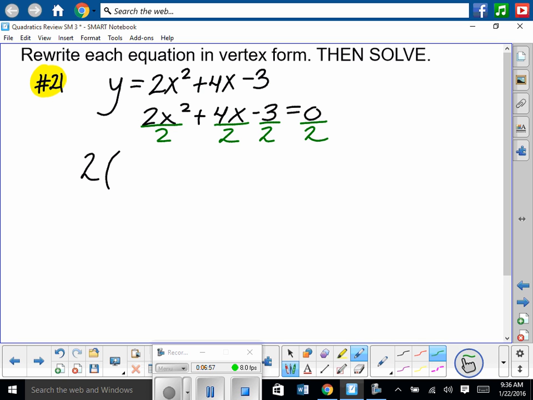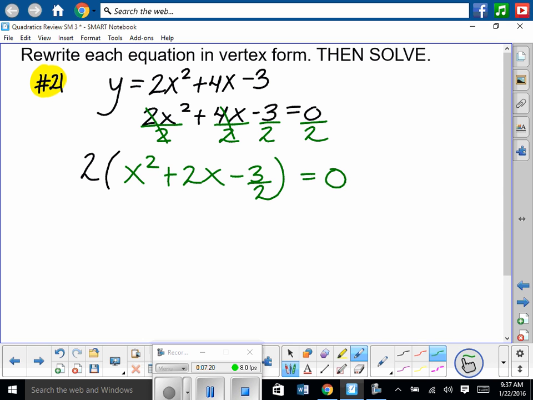So we're going to write what's left in our parentheses. 2x squared divided by 2 is x squared. Positive 4x divided by 2 is plus 2x, right, people? And then minus 3 halves. Okay, we'll leave it as negative 3 halves. And then it's equal to, what's 0 divided by 2? It's still 0. Does everybody see how I did that?